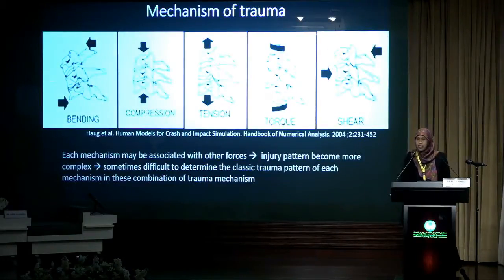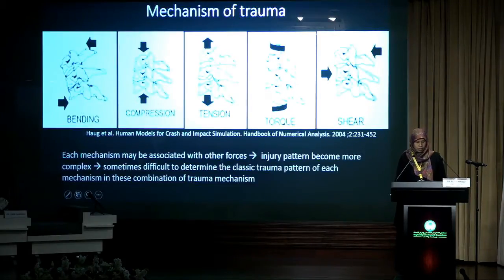Now we move to the mechanism of trauma. There are several mechanisms, and usually each mechanism may be associated with other forces. So the injury pattern becomes more complex and sometimes difficult to determine the classic trauma pattern of each mechanism in this combination of trauma mechanisms. We know that there are bending forces like hyperextension, hyperflexion or lateral bending, and then compression or axial loading, tension or distraction, torque or rotational injury, and shearing.